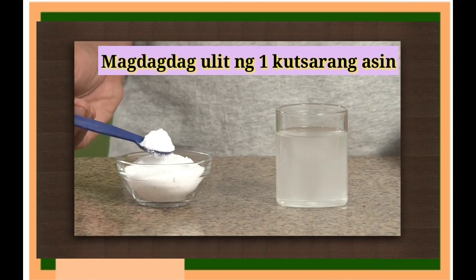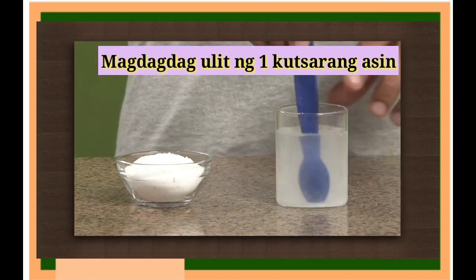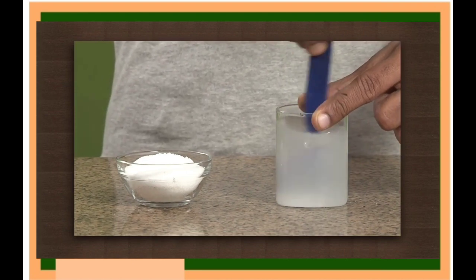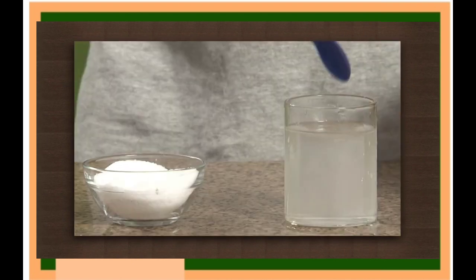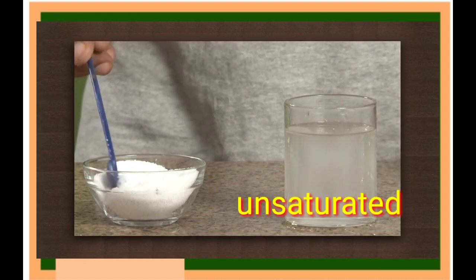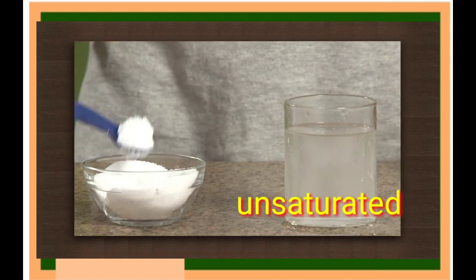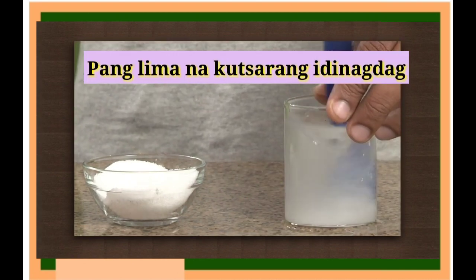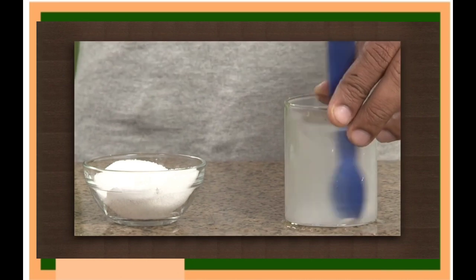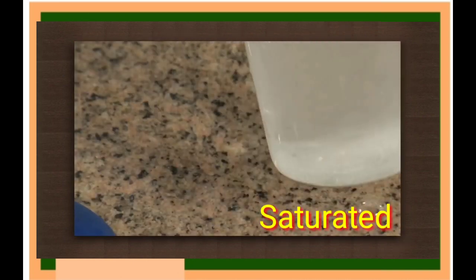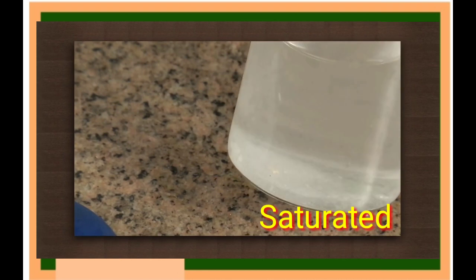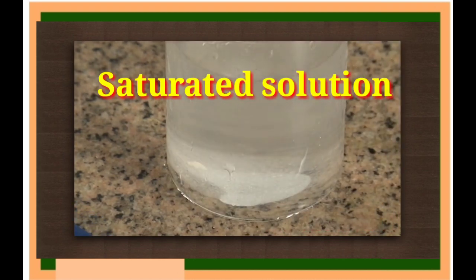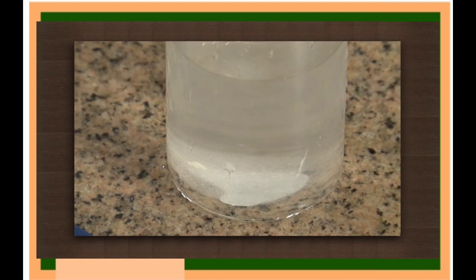Since natunaw pa rin si solute, magdagdag ulit tayo ng isang kutsarang asin. Haluin para malaman kung natutunaw pa rin si solute. Kapag siya ay tunaw pa rin, ang tawag pa rin sa kanya ay unsaturated solution. Pang-5 na kutsarang idinagdag. Kapag may residue na sa ilalim at hindi na natutunaw si asin, ang tawag sa kanya ngayon ay saturated solution.